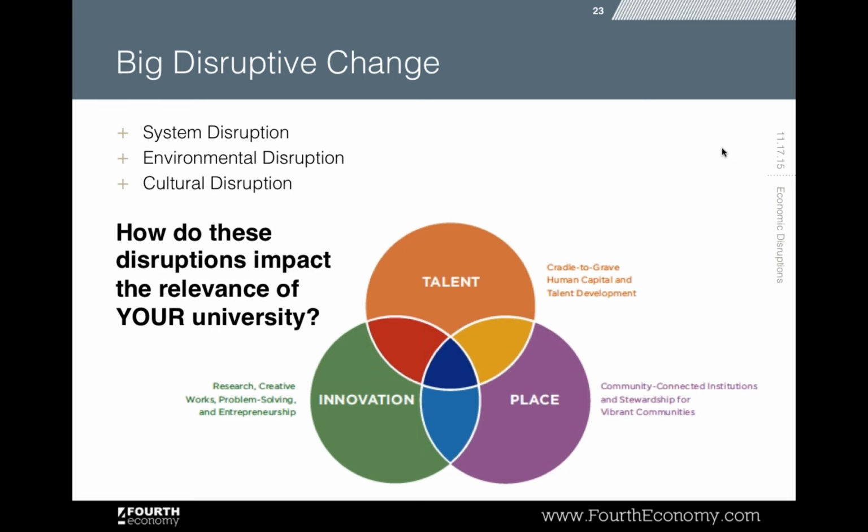Well, and that kind of leads into another question. So if regions truly are unique, how does a region determine which disruptions will be greater within their specific region?